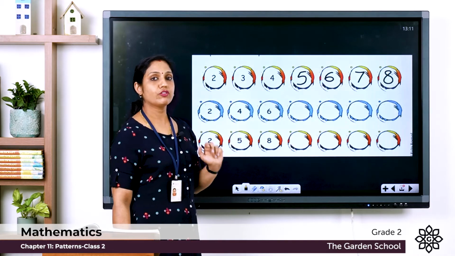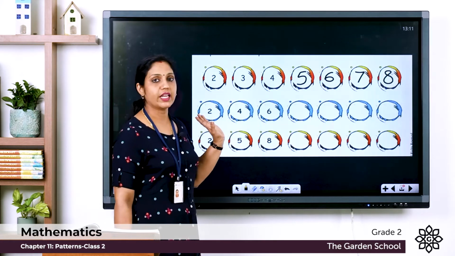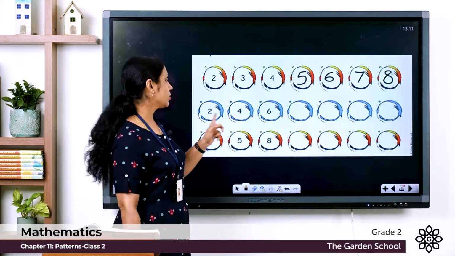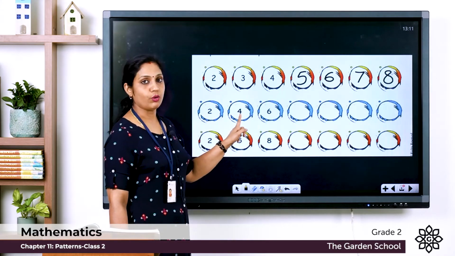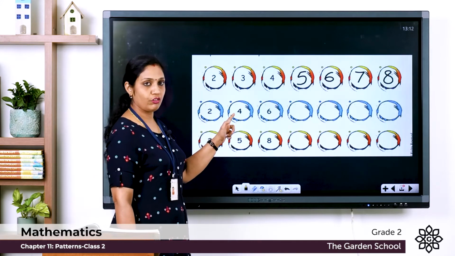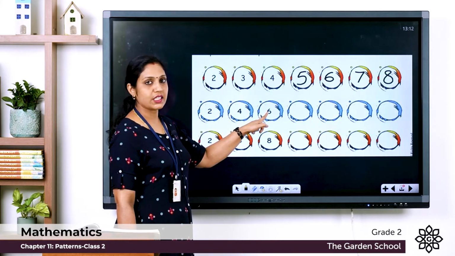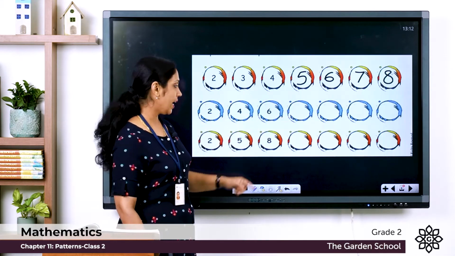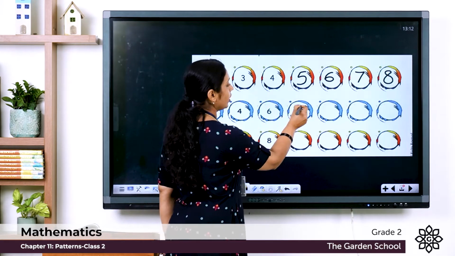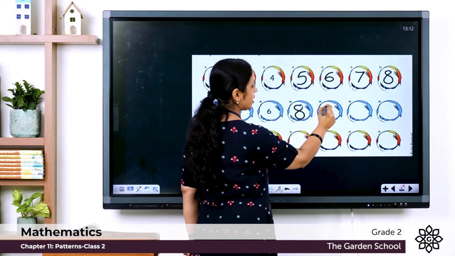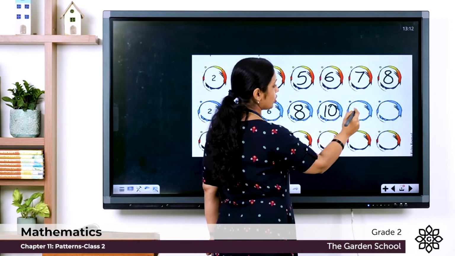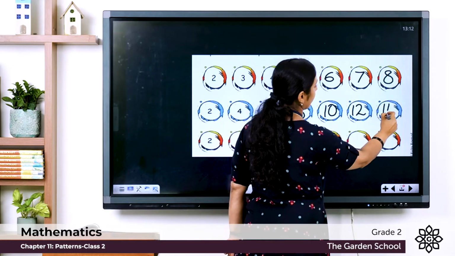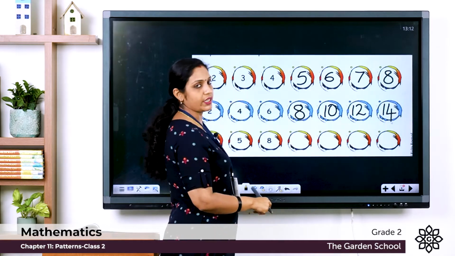Next we have 2, 4, 6. So first we have to find out by how much these numbers are increasing. Which number is added to get the next number. So we have 2 and 4. So 2 plus 2 is 4. 4 plus 2, 6. Now with this 6 we have to add 2. 6 plus 2 is 8. 8 plus 2 is 10. 10 plus 2, 12. And 12 plus 2 is 14. So we have completed this pattern.